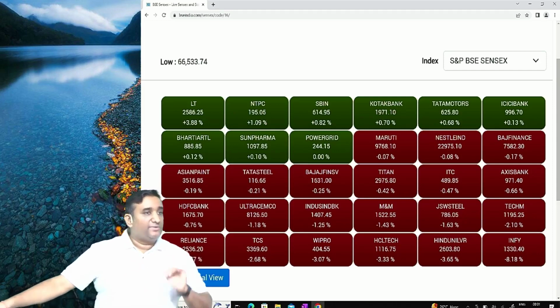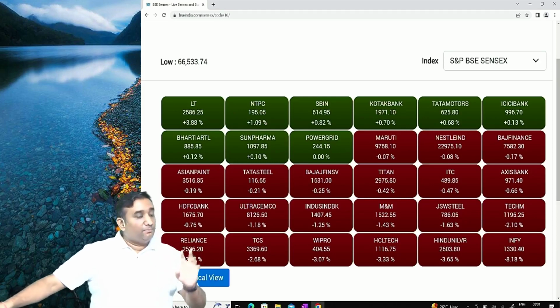Now, why do I call it a vegetable market? The best example for your batch: you know tomato. What is the price of tomato? Whether you love it or do not love it, everyone will know. Now everyone knows tomato has become 150, 180. Did you ever care about jamun?